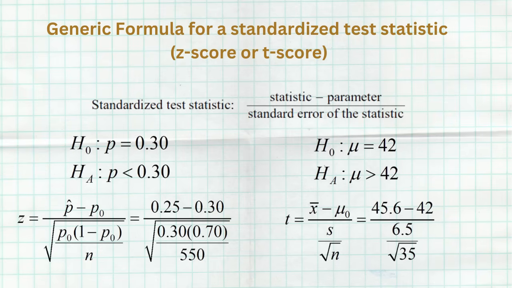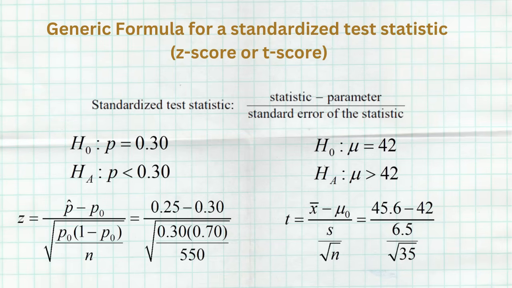Now, when we're working with means, the standard error is going to be the standard deviation of our sample, S, divided by the square root of our sample size, N. Again, that's exactly why we're using a t-score here, because we're using S, the standard deviation from our sample, instead of the population standard deviation, which we're not going to know, and that is why the t-distribution is just a little bit more accurate. So let's just say that our sample had a standard deviation of 6.5, and we're going to divide by the square root of our sample size of 35. Again, this is just a generic problem, but just showing you how we can actually utilize this generic formula.